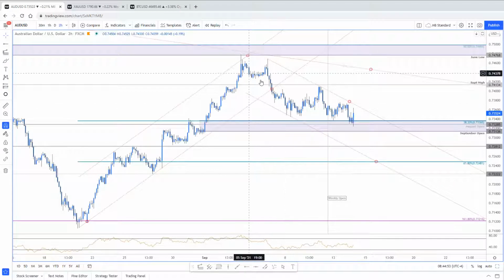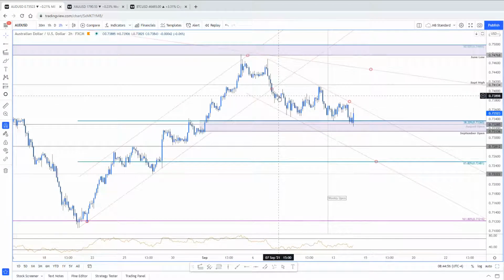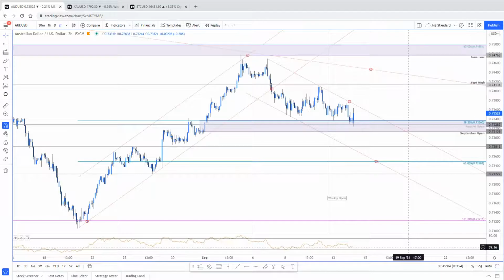Recall that we were in the short last week. I bailed out of this super early. The main focus was a drop into 73.36, which we finally got. But as it stands now, I don't want to test this. The weekly opening range is set right above support.